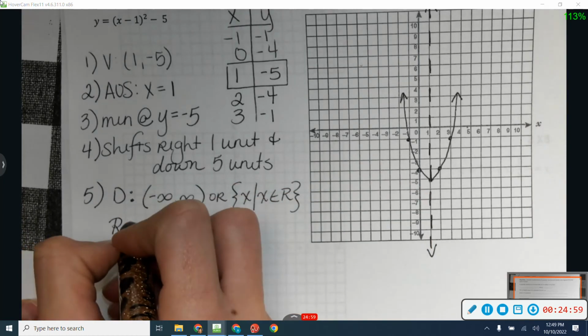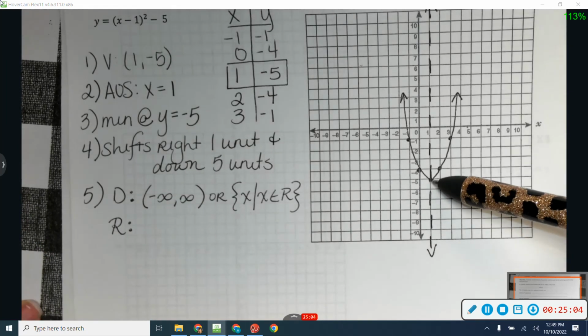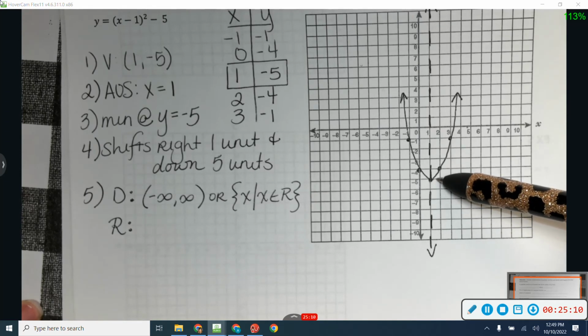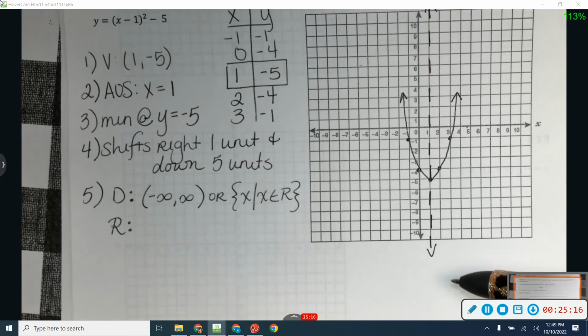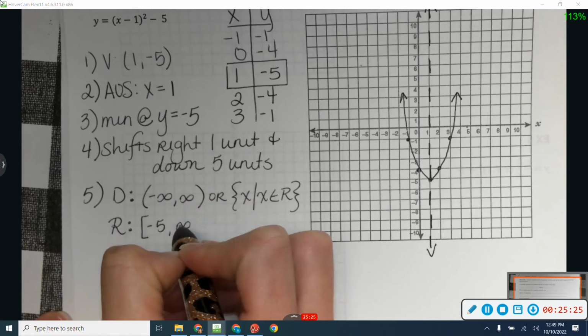Okay, for my range, we said we had a minimum. So that means it doesn't go any lower than this point. So what is my range? Negative 5, comma, infinity. Negative 5 is a bracket, and infinity is always a parenthesis.